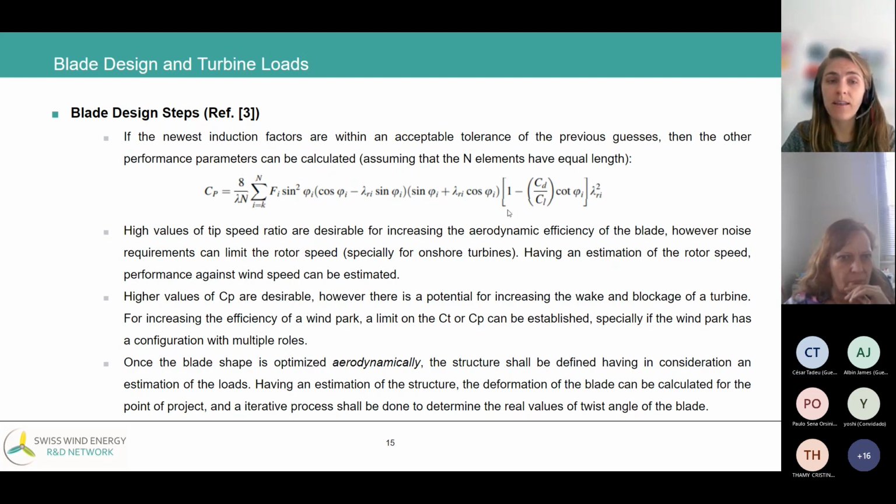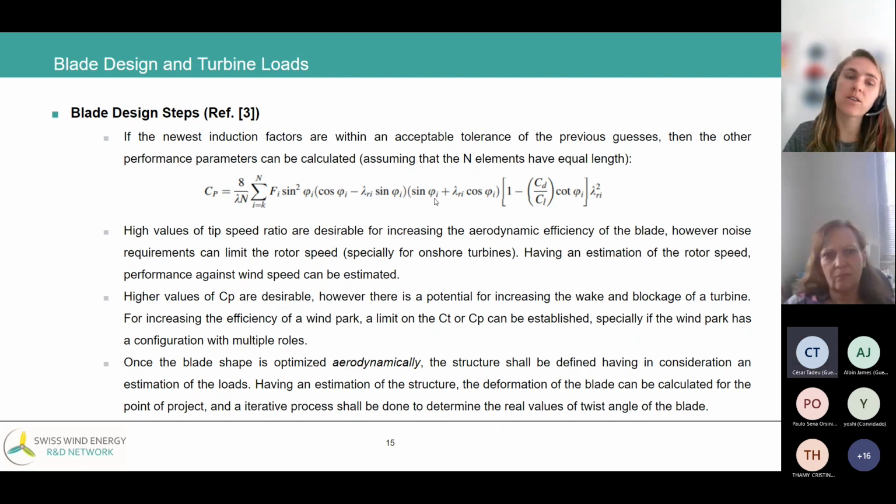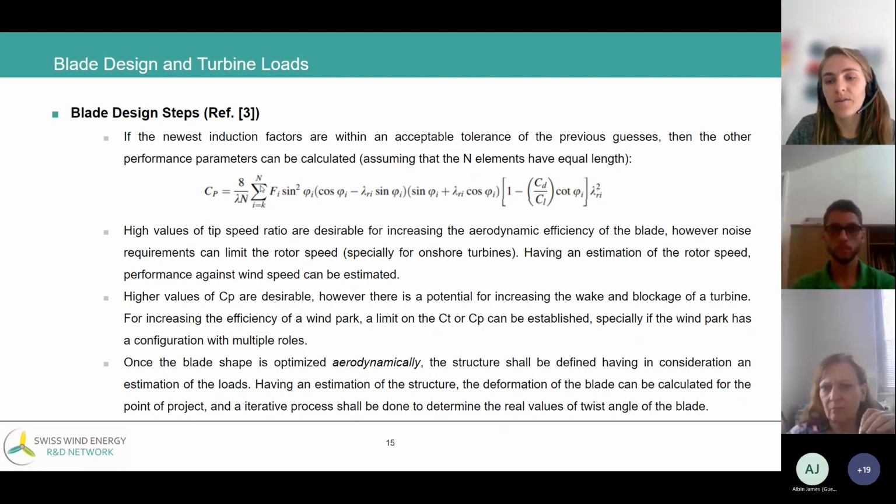Finally, the equation that we have here for the CP, after we go through 7 or 8 steps of blade design, is this one. We can see that in this equation for CP we have the local speed ratios, but also we take into consideration the angle for each of the sections. We divide the blade into multiple sections, and of course we also take into consideration the drag and the lift coefficients. This is a way more complete equation.